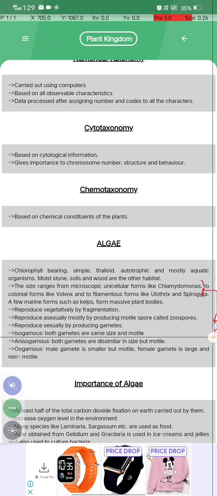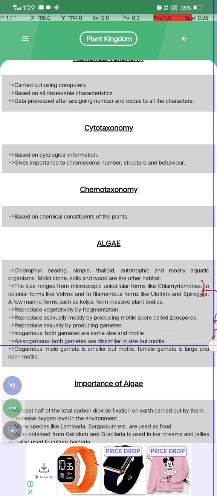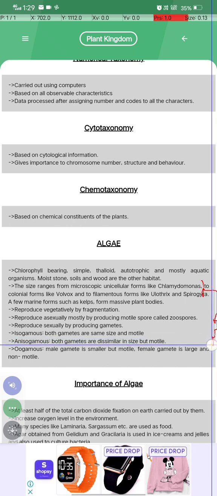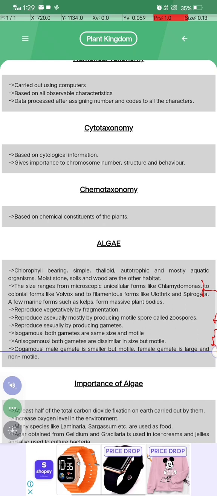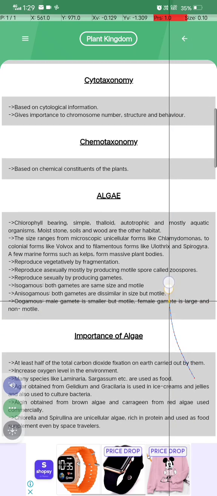Isogamous: both gametes are the same size and motile. Anisogamous: both gametes are similar in size but motile. Oogamous: the male gamete is smaller but motile, and the female gamete is larger but non-motile.